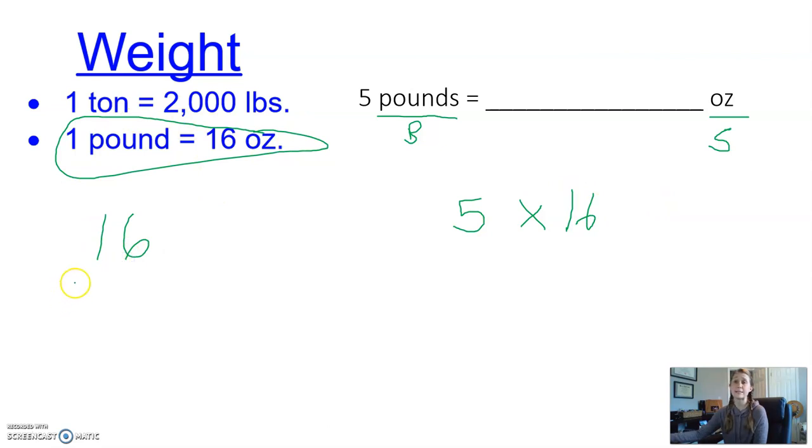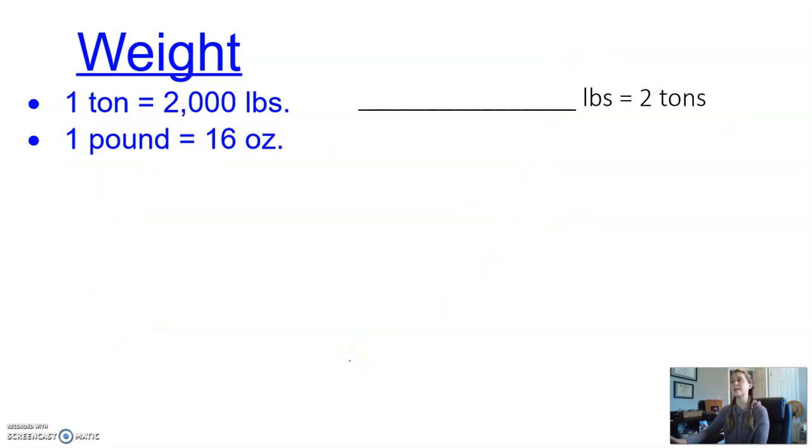5 times 16. I'm going to write the 16 first because I'd rather just multiply by one digit than two. 5 times 6 is 30. 5 times 1 is 5, plus 3 is 8, which gives me an answer of 80. Are you starting to catch on? It's not too bad, is it? All right, let's move on to the next one.